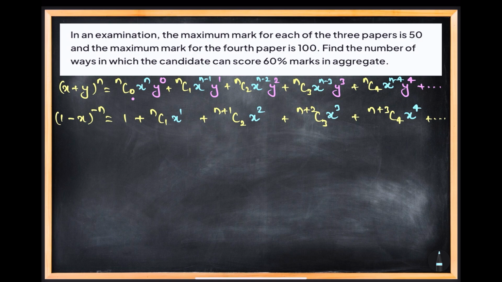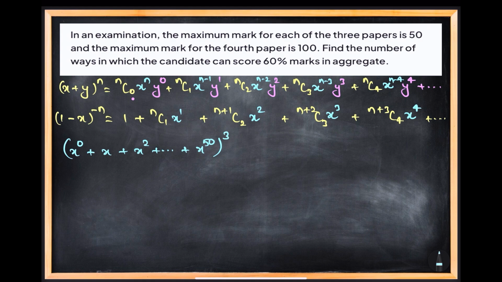Now you are good to go with the question. You know that the first paper has minimum marks 0, so I will take the variable as x, and the power of x will tell you the marks obtained. So for paper number 1, x power 0 is for 0 marks, and then x, x square, dot dot dot. It will keep on going till 50, and the same thing will happen for 3 subjects.